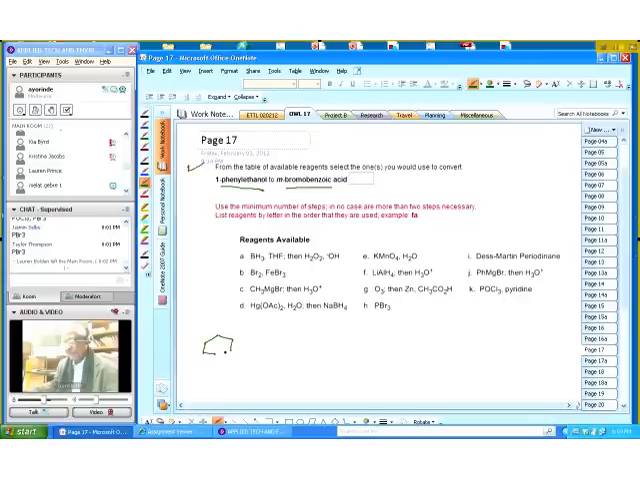So we have 1-phenylethanol. So the phenyl group is in the 1 position of ethanol. That is the molecule that we just made. And they want us to make this here, m-bromobenzoic acid. That's a very good one. This will bring us back to what we did in chapter 16, benzoic acid. That is benzoic acid. Now we have m-bromo.